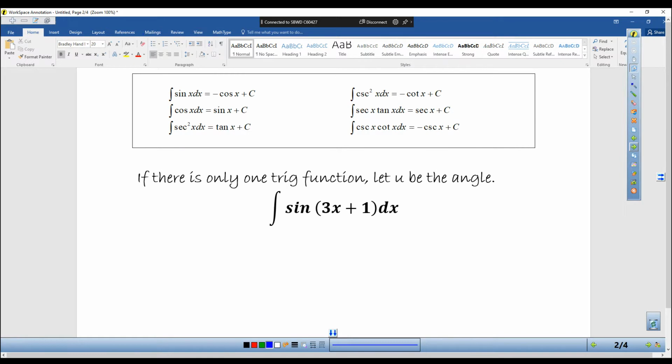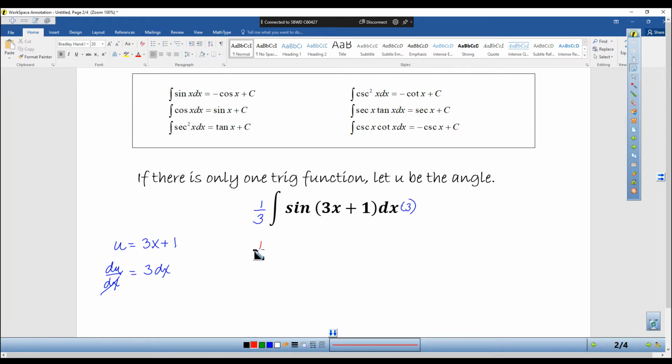So let's start with the one where I only see one trig function. Because there's only one, I know that u is going to be the angle, 3x plus 1, which means that du, with respect to x, is going to be 3. I'm going to multiply both sides by dx so that I have du is equal to 3 dx. Now I don't actually have a 3 dx, so I'm going to give it a 3. And then to counterbalance that, I'm going to give it a 1/3.